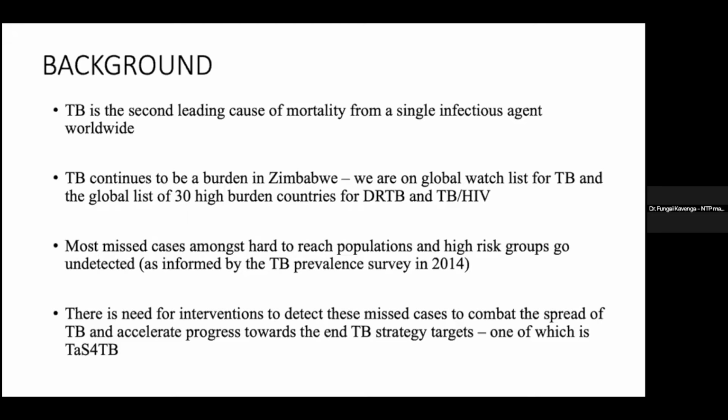So TB, as we're all aware, is the second leading cause of mortality from a single infectious agent worldwide. TB continues to be a public health problem in Zimbabwe. We're on the global watch list for TB, and we're on the global list of 30 high-burden countries for general TB and TB HIV. And we know that most of our missed cases are amongst hard-to-reach populations and hard-to-reach groups. And this was informed by our TB prevalence survey of 2014.